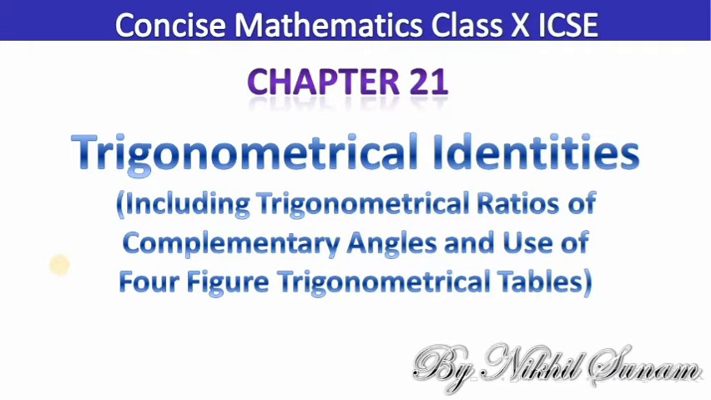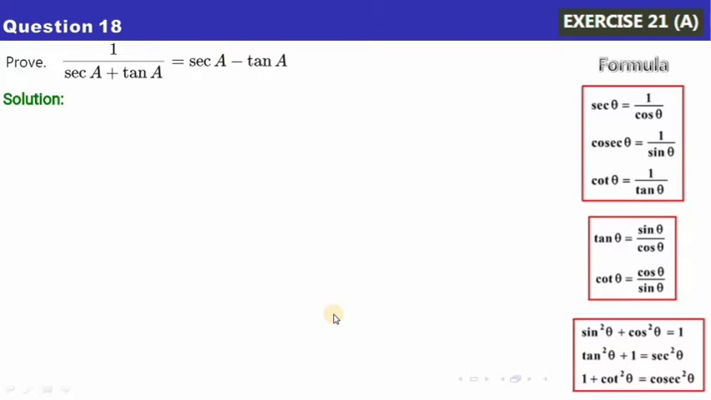Welcome back, dear students. We are doing chapter number 21, Trigonometrical Identities, and we are dealing with the first exercise, that is 21A. Okay, now let's start today's session with question number 18.